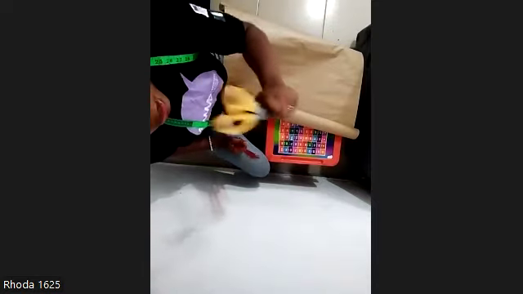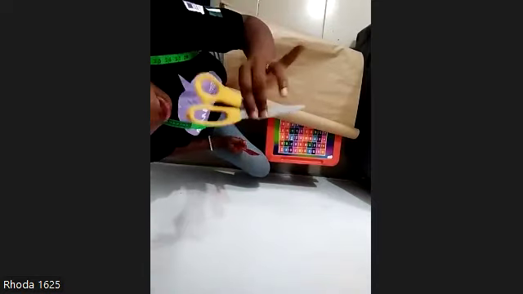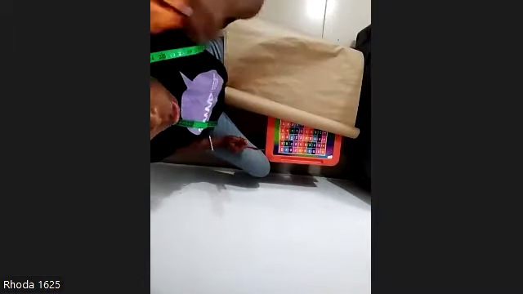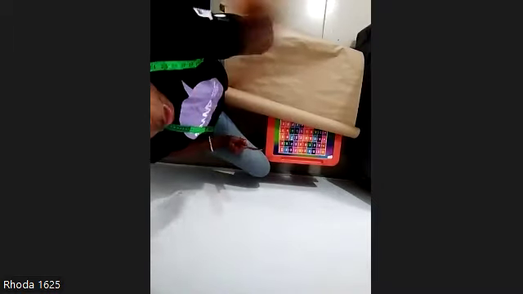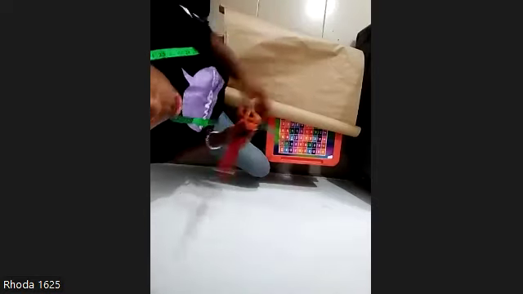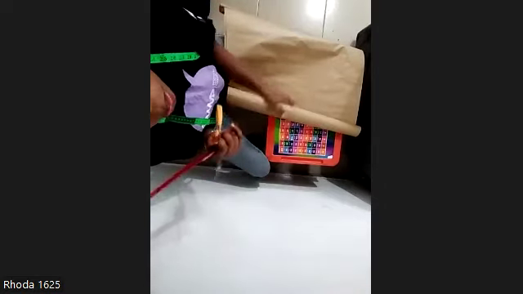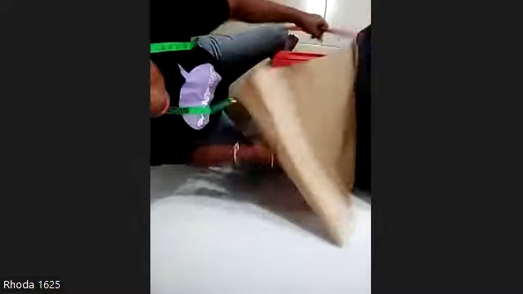What I mean by paper scissors is that it is just a regular scissors that I only use on paper. I don't use it on fabric. So you should have a separate scissors for your fabric and for your paper. You don't want to use the same scissors on paper and fabric. Okay, so we're getting right to it.